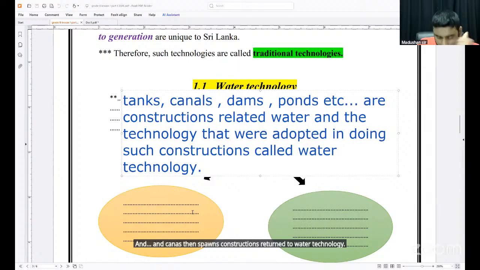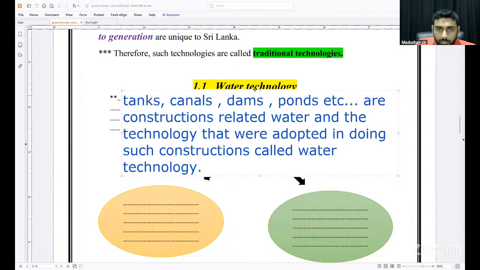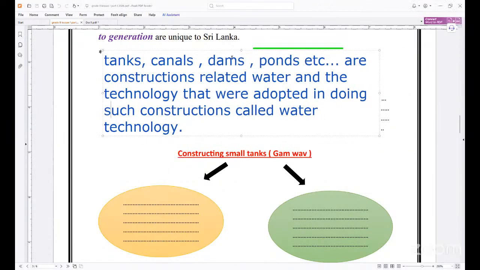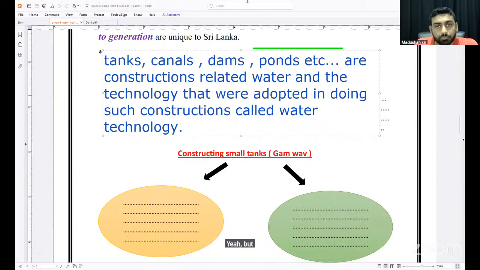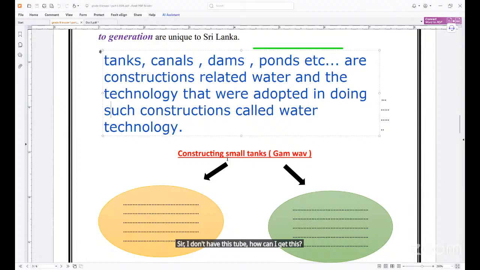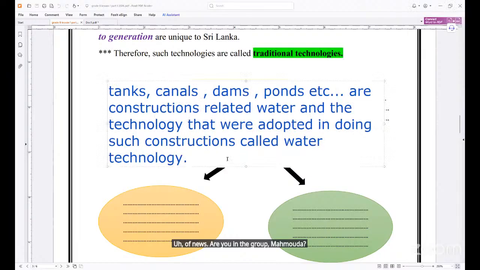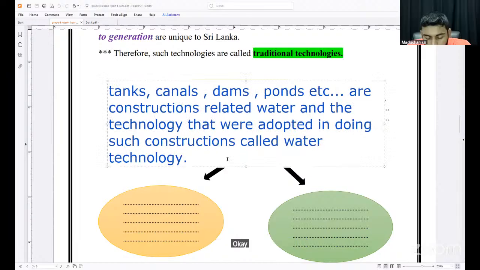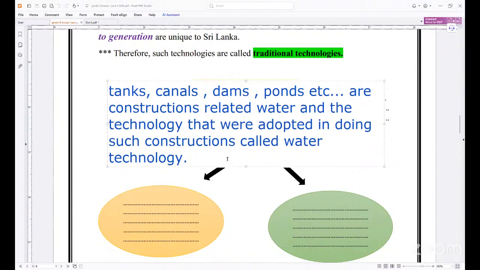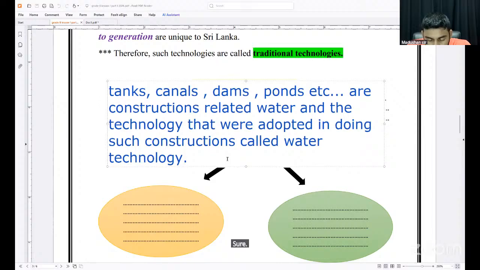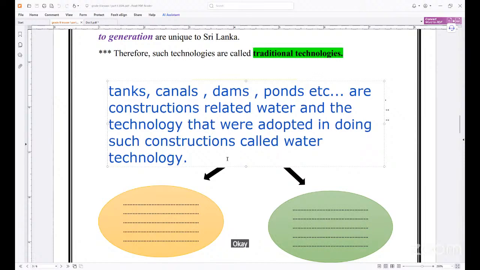Excuse me, sir. I don't have this tute. How can I get this? Okay. Are you in the group? Yeah, I'm in the group. Okay. Shall I upload again to the group right now? Thank you, sir. Okay, uploaded. Did you see it? Yes, sir. Okay, you can get it, right?